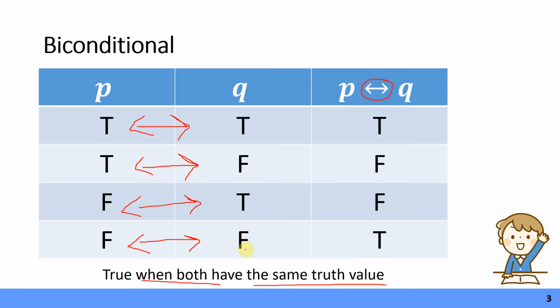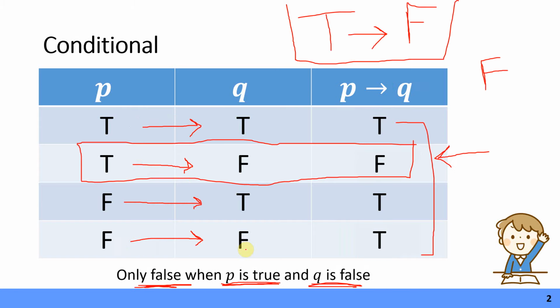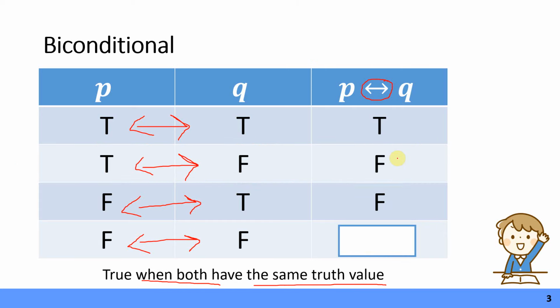Okay, so in summary, let's go back to the previous one. A conditional statement is always true, except when we have if true, then false. That's the only one that is false. For biconditional, again, it's a balance. Whenever they're the same, we have a true statement. Whenever they're different, we have a false statement. That's all you have to remember.